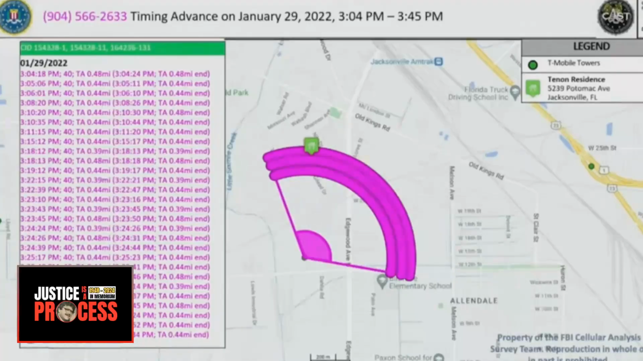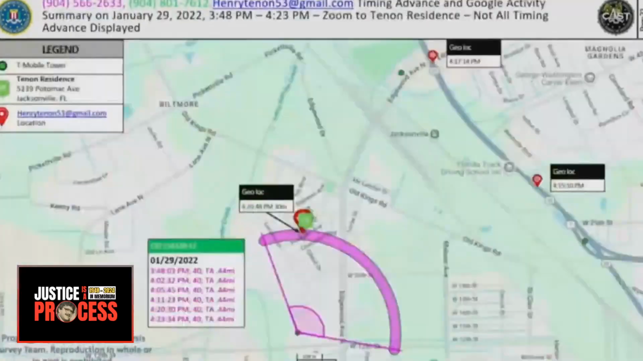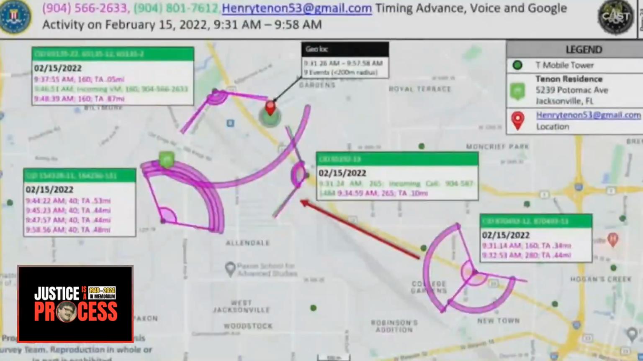No, ma'am. Is there anything else that you think, based on your analysis of these slides, that I've failed to ask you about this particular date? No. Great, thank you. We'll move on to the slides you did for activity on February 15th, 2022.